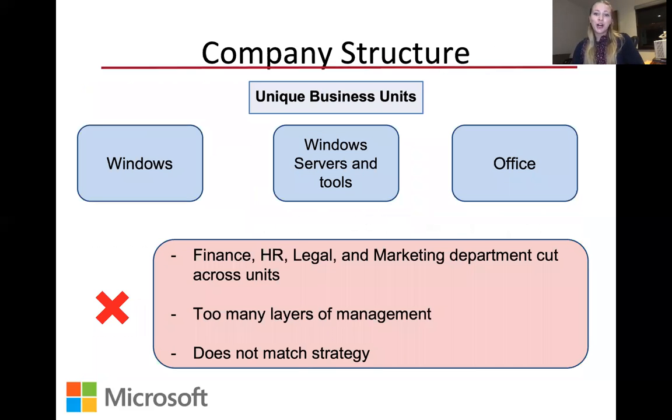So the company structure of Microsoft was composed of unique business units that were autonomous. So there was the Windows unit, the Windows servers and tools, and the Office unit. And all of these kind of did their own thing with many levels of management. On top of that, finance, HR, legal, and the marketing departments kind of cut across all these units, making this a loose matrix system. So this did not fit into Nadella's strategy because he wanted a very streamlined process with only a few people involved in the decision making. So when he came in, he really changed around this structure.